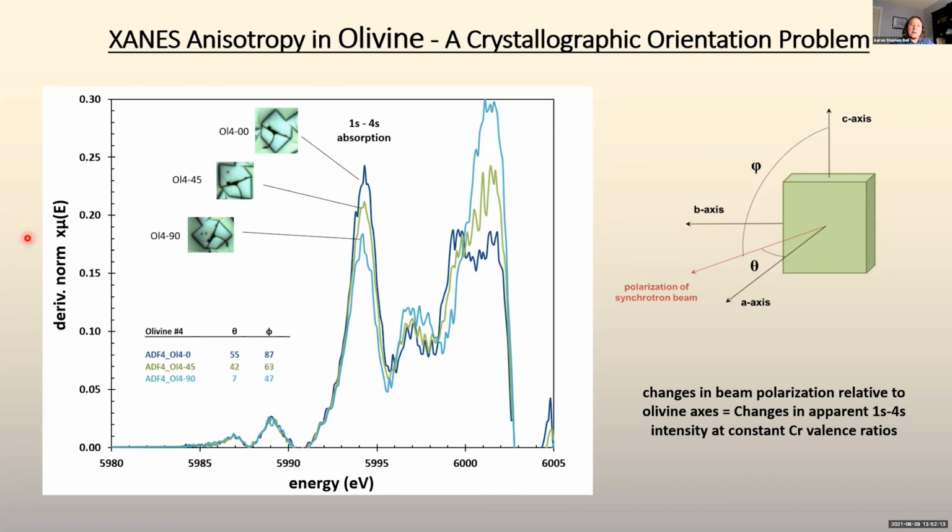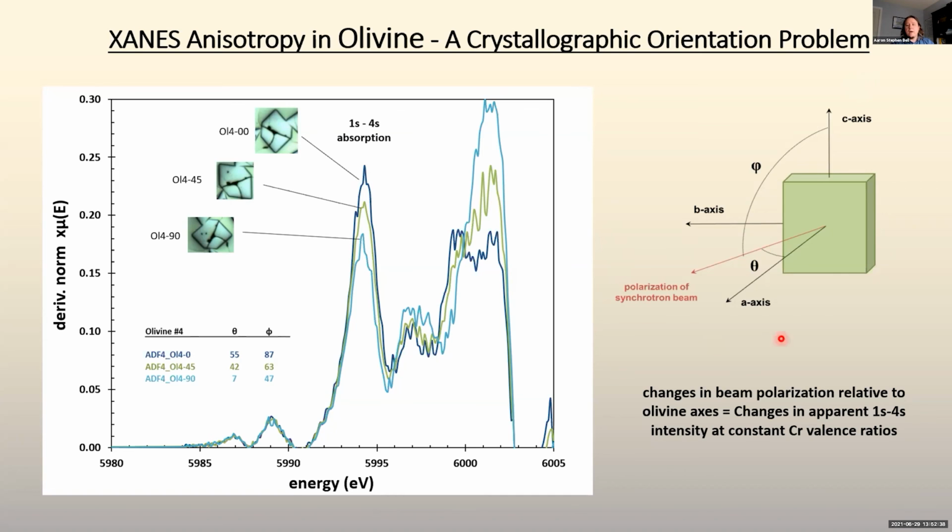And so here, this is a plot of the derivative of the normalized absorbance. And here's our friend, the 1s4s absorption feature right here. And so this is a little bit different of a plot just because we're looking at derivative versus energy. And so essentially what I'm trying to illustrate here is that the intensity of this feature is not only in olivine a function of the chromium 2 to total chromium ratio, it's also a function of the crystallographic orientation of that olivine relative to the polarization direction of the beam.